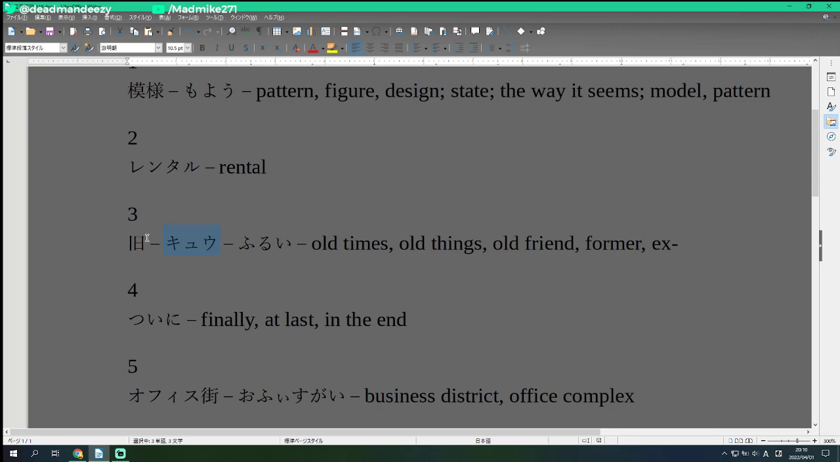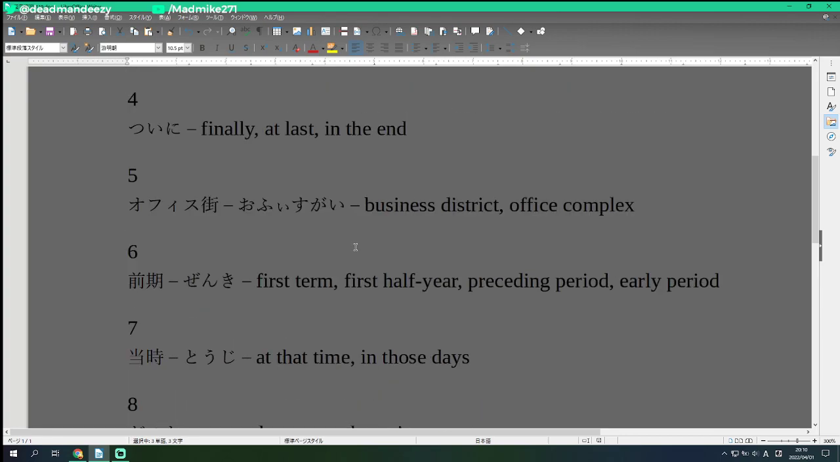Furui or kyu is old times, an old friend, an old acquaintance, the former. Hokani furui. Furui. Hokani kyu is old, an old friend, the former. Furui.